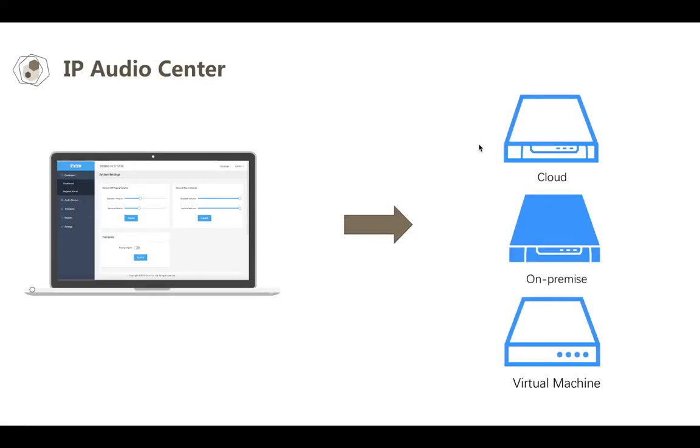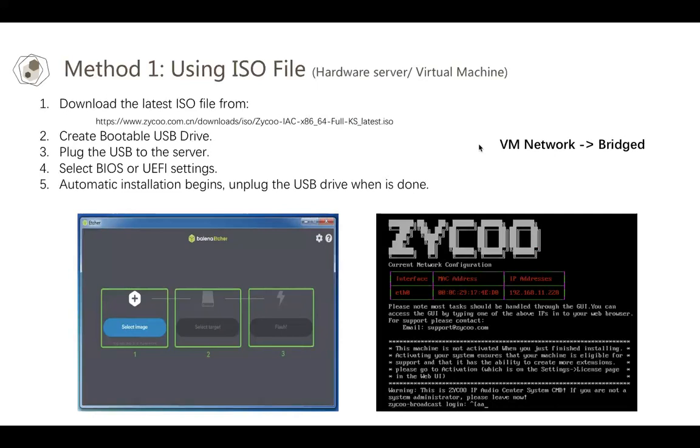It is a good way to deploy the system on a virtual machine on your computer and take a look at how the system works and what functionality it can achieve. There are 2 different methods that you can install the system. The first method would be using the ISO file that we provide for you.